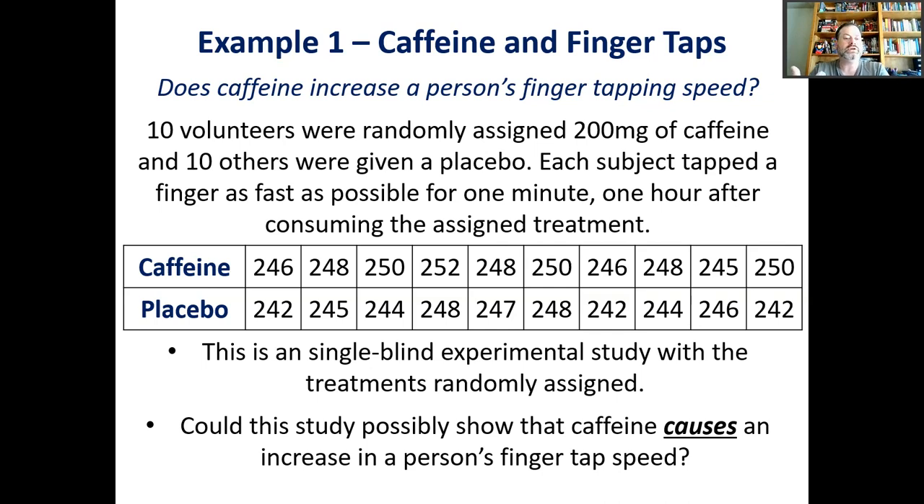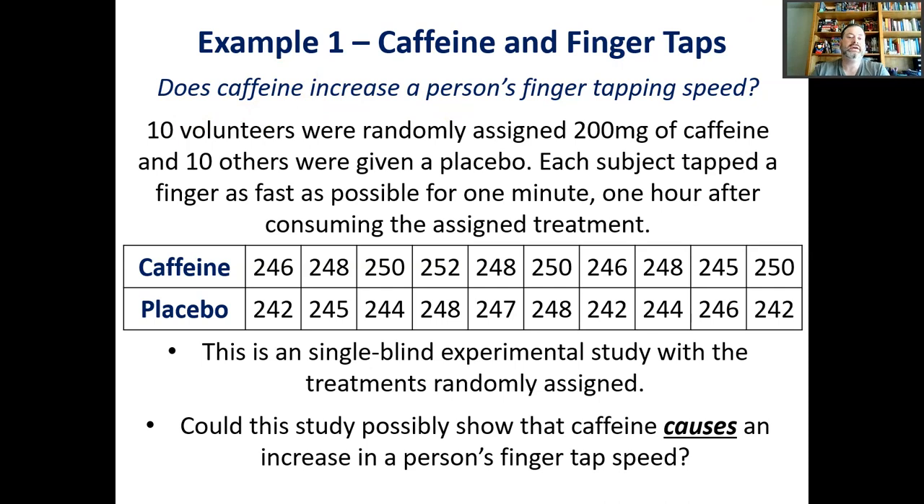So what we want to know is, could this study possibly show that caffeine causes an increase in a person's finger tap speed? Well, as you saw on exam 1, because exam 1 covered chapters 1 and 2, we really, really emphasized the idea of cause and effect. So what do we need in order to show that caffeine is causing the increased finger tap speed? That's the question we're trying to answer, right? Right here. Does caffeine increase? Right? So increase means it's causing it to happen.